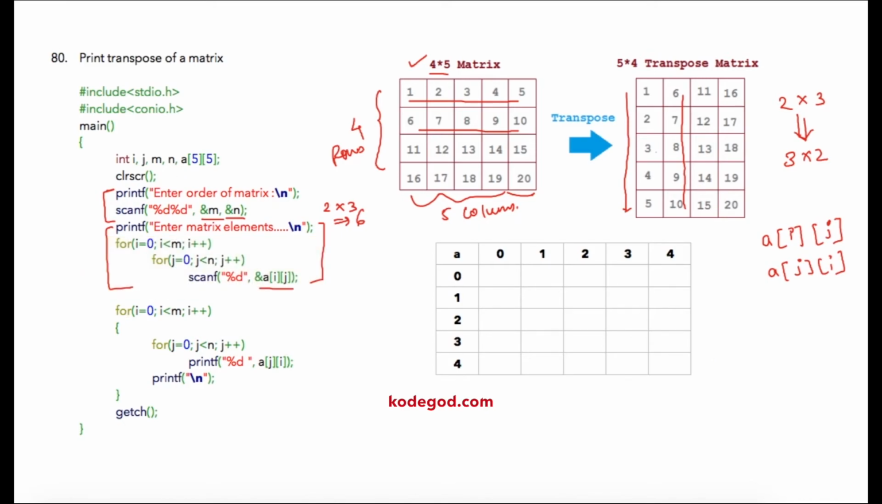Now once the user has entered all the matrix elements, we are just going to simply print it with the help of our for loops i and j for the rows and columns, but instead of printing a of ij, I am writing a of ji. So that will print the transpose matrix.